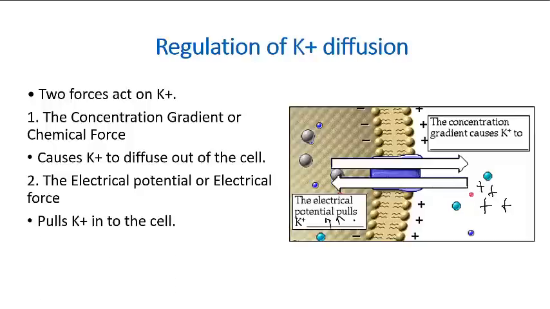Since these chemical and electrical forces on potassium are equal and opposite, there will be no net movement of potassium across the cell membrane. So we can say that potassium here is at equilibrium. So no net movement. The amount of potassium that moves outside is the same amount that comes back inside. The force that allows them to move outside is the concentration gradient, and the force that brings it back is the electrical potential or electrical force.